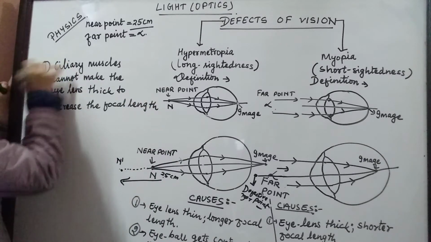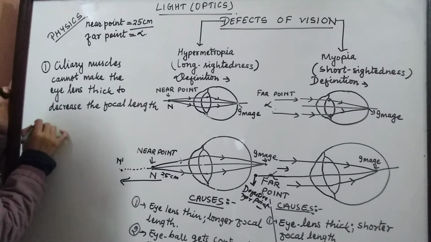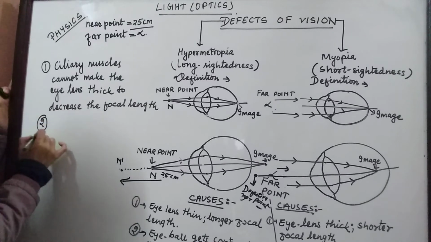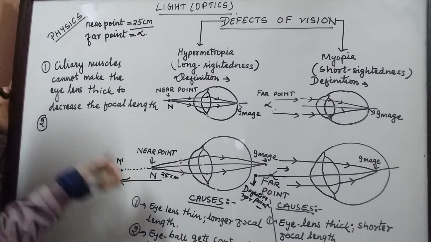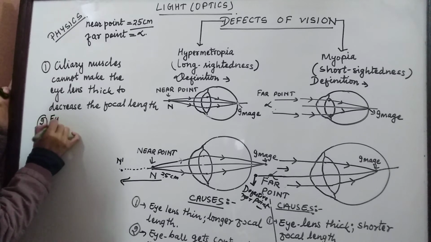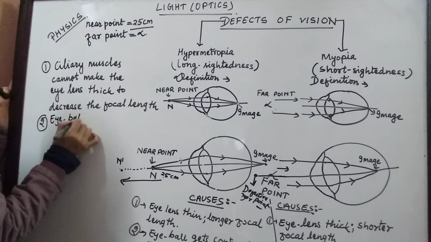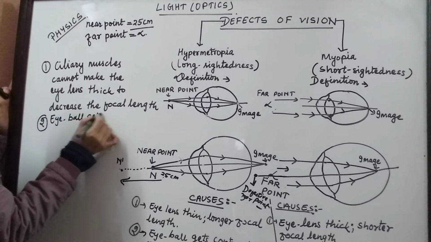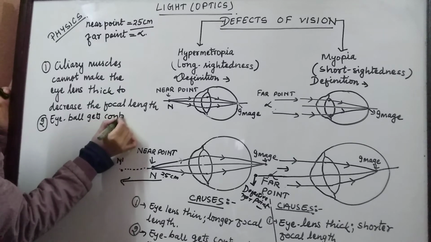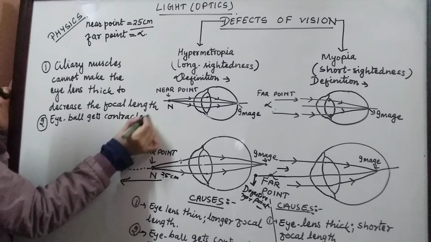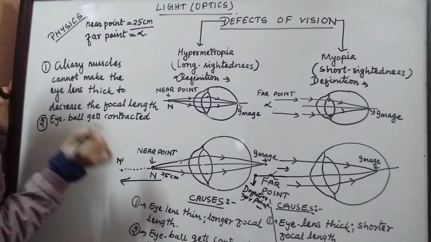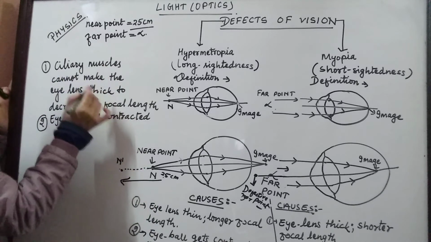Number one cause of hypermetropia is as above. Number two cause of hypermetropia is that the eyeball gets contracted. Contracted means shortened. Okay, contracted or shortened. This is for hypermetropia, long-sightedness.